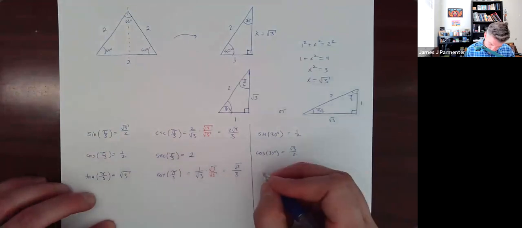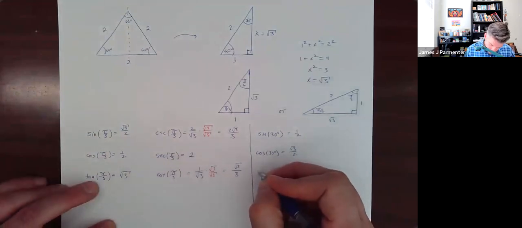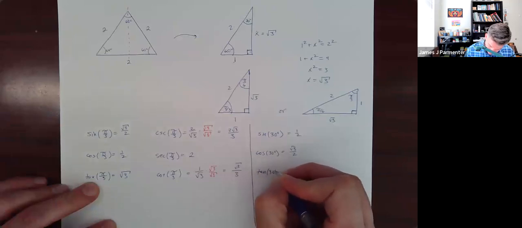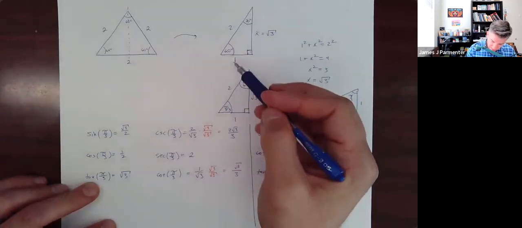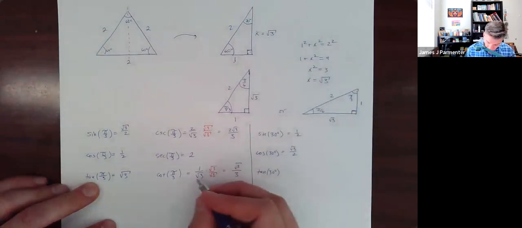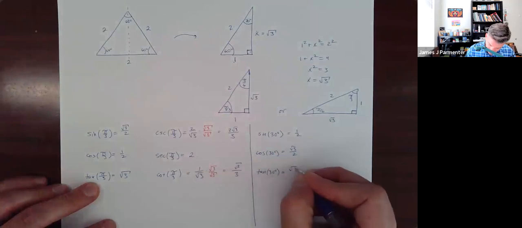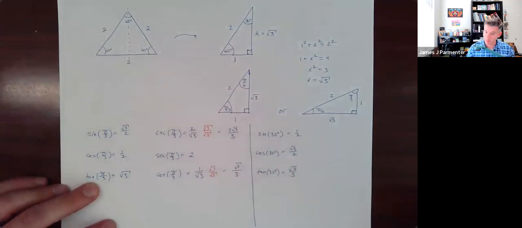And then for, let's see here. Sorry. Apologies. We want tangent of 30 degrees. That's going to be the opposite over adjacent, which is 1 over root 3. We already know that 1 over root 3 rationalizes as root 3 over 3. So since we're kind of running out of space over here, let's write it as root 3 over 3.